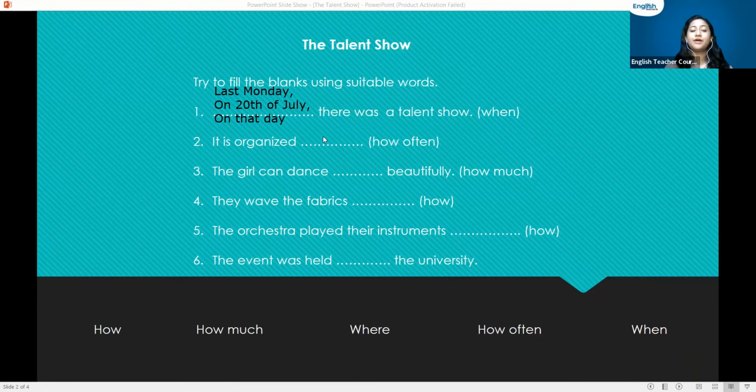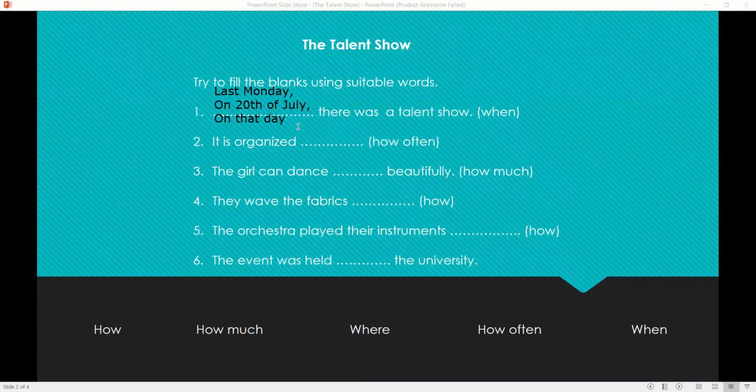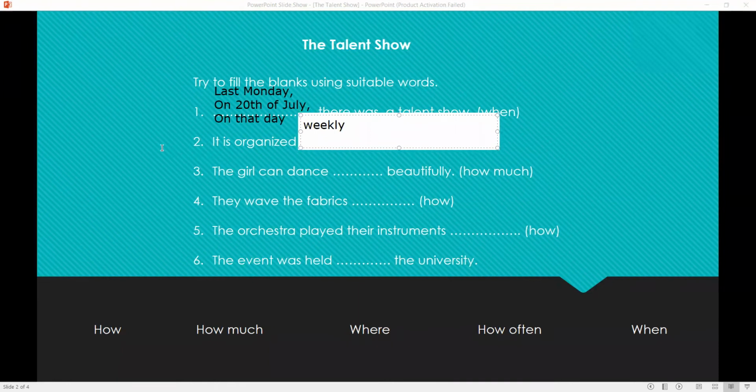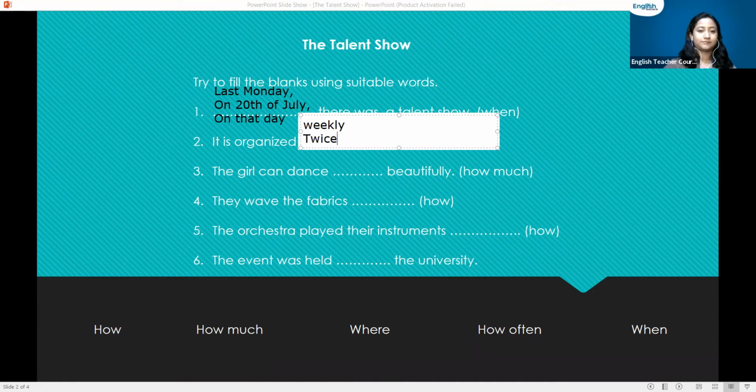And the next one we are going to look at is how often. It is organized how often? Every week. Okay, you can say weekly. What else? Twice a month. Once a month? Twice a month. Annually, you can add like that.